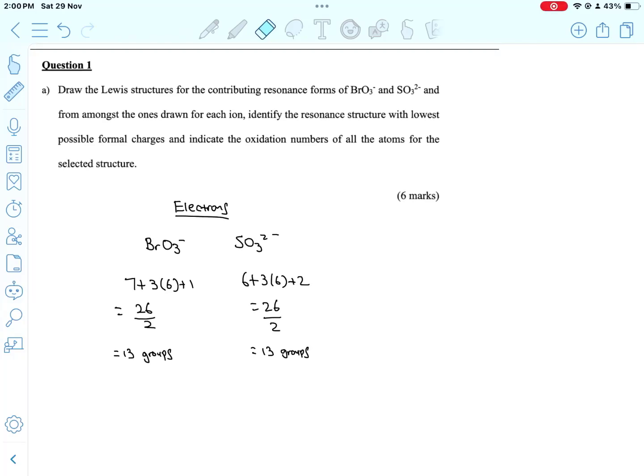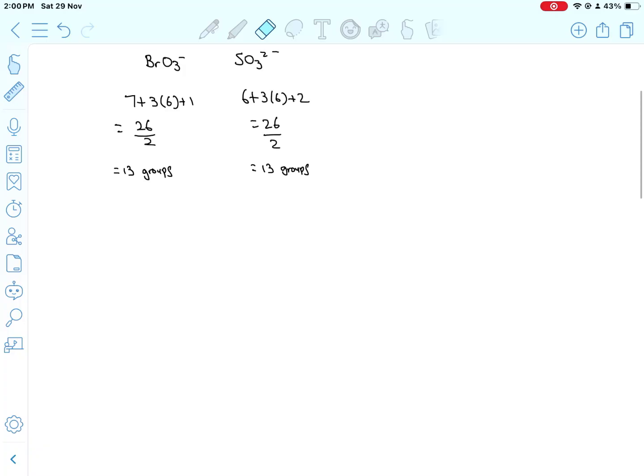Okay, so this is the 2022 paper, question 1A. It asks you to draw a Lewis structure for BrO3 minus and SO3 2 minus. For the first step of this kind of question, you first have to identify how many electrons you have. So for Br you have 7, then for each oxygen you have 6.